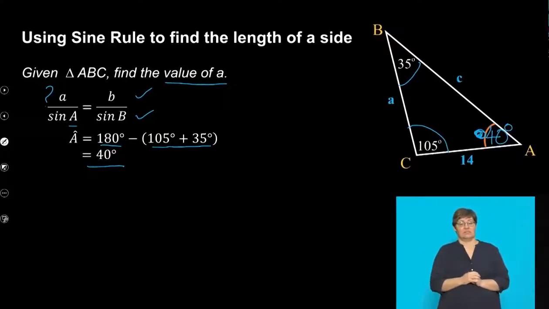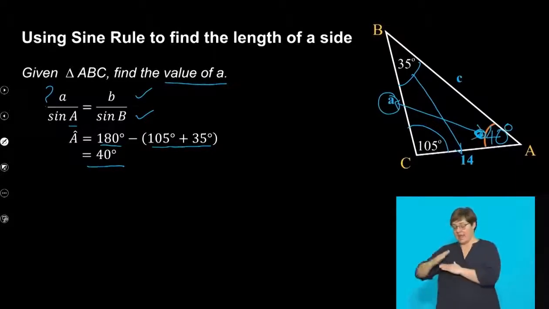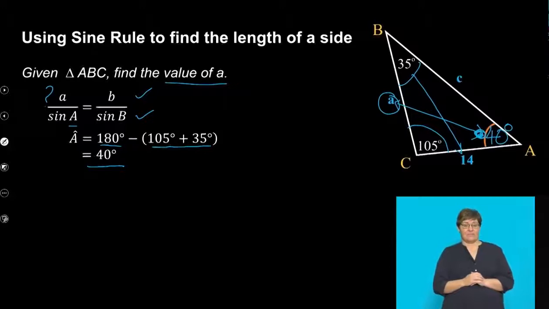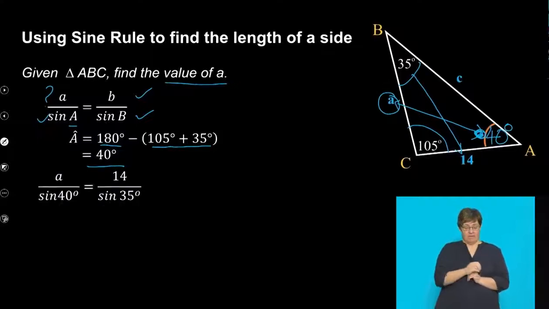A is now 40 degrees. Again, let's check our full pair and our half pair. Our full pair is that one. And now we have our half pair containing our unknown as well as the angle across it. So A over sine A, we have now that little piece from our puzzle, and now we're going to substitute this in. So we're going to substitute the A for 40 degrees, the angle A. B was 14, and sine of B will be sine of 35 degrees.